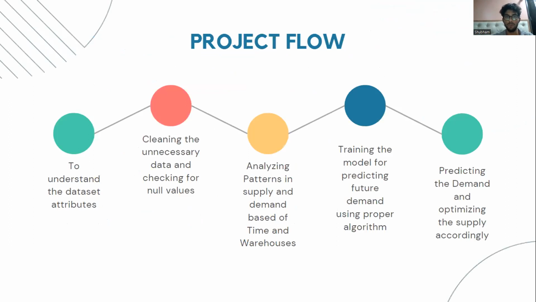So the project flow for the given prescriptive analysis project will be to understand the dataset attributes, which in this case is the product demand forecast, then cleaning the dataset, removing the unnecessary data or checking for null values. And after cleaning or performing the EDA on the dataset, we will analyze the patterns in supply and demand based on time and warehouses. Then we will train the model for predicting future demand using a proper algorithm. And then at the end, after training the model, we will be predicting the demand and optimizing the supply accordingly.